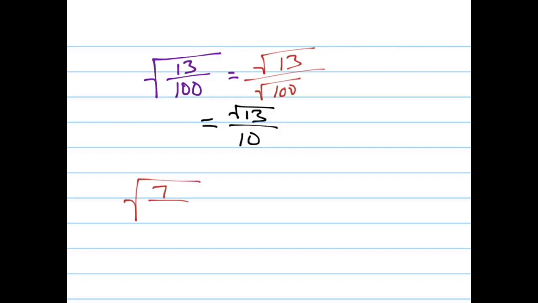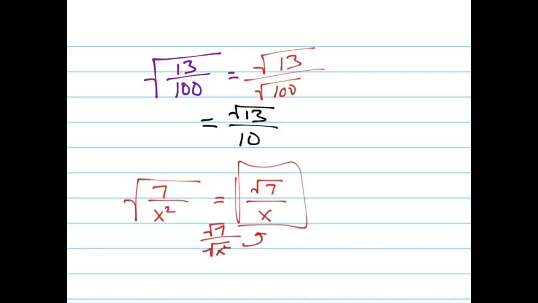How about radical 7 over x squared? What does that become? The square root of 7 over x, because we'd have the square root of 7 over the square root of x squared, and the square root of x squared is x. Everybody get those steps? Any questions?